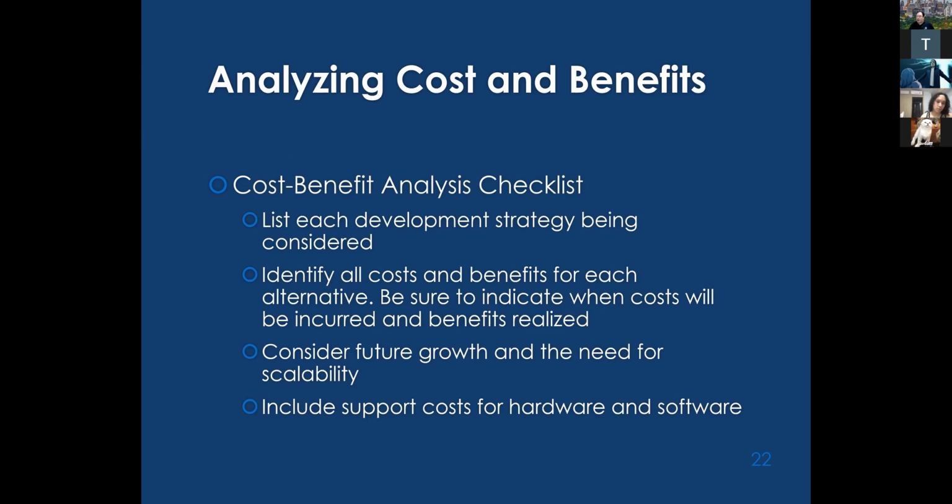Then you identify all costs and benefits for each alternative, pros and cons. In this one, you may use SWOT analysis to help. Be sure to indicate when costs will be incurred and benefits realized. Sometimes there are hidden costs that you never know about. That's why you have to find the TCO, total cost of ownership.